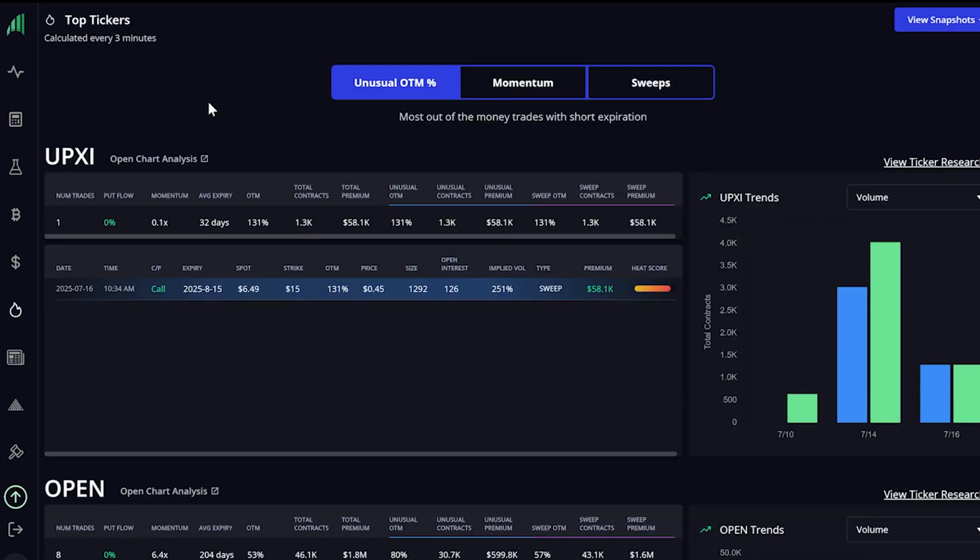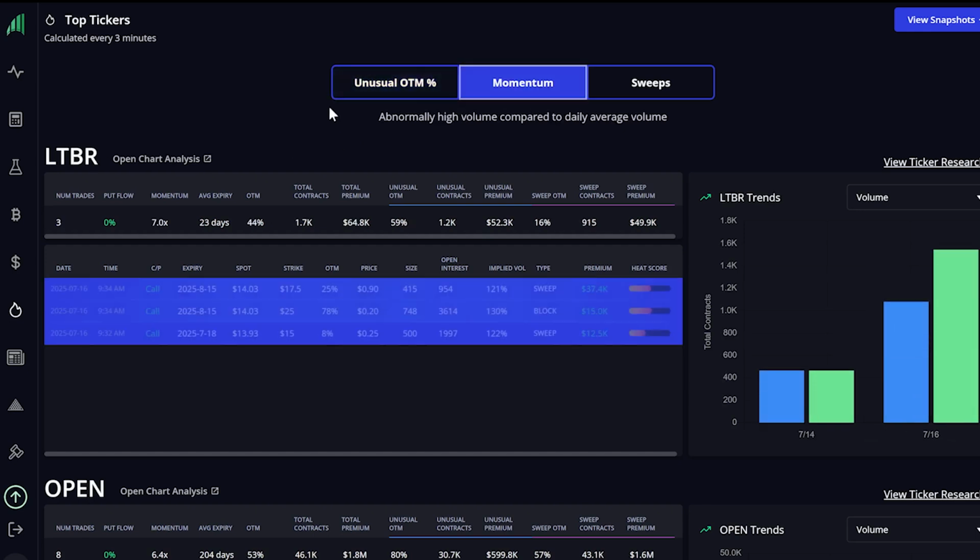The top tickers panel is related to options order flow, but it feels pretty redundant to the information that's in the main Insider Finance dashboard. You can look at unusual out of the money percent trades. So these are in that Smart Market Insights panel in the main dashboard.